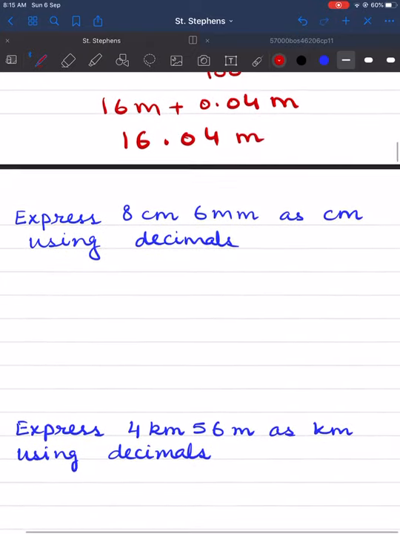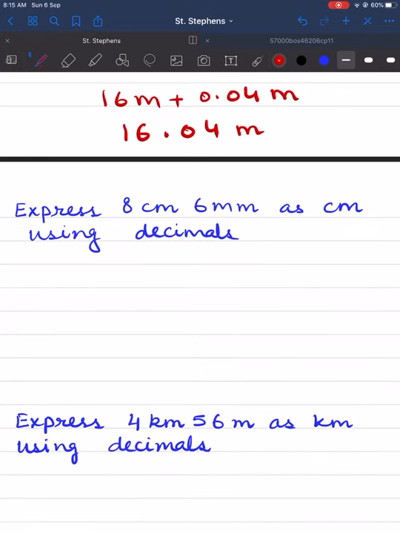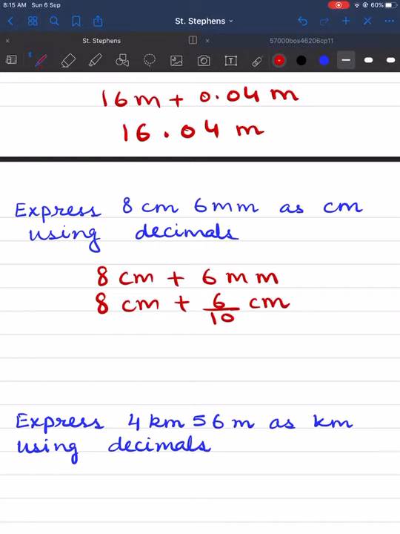Now let's express 8 centimeter, 6 millimeter as centimeters using decimals. So here we have 8 centimeter plus 6 millimeters. So it can be written as 8 centimeter plus 6 upon 10 centimeters. So we get 8 centimeter plus 0.6 centimeters. Now here 8 is the whole part and 6 is the decimal part. So we get 8.6 centimeters.